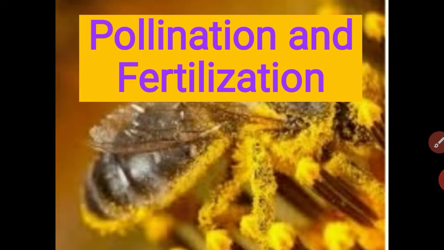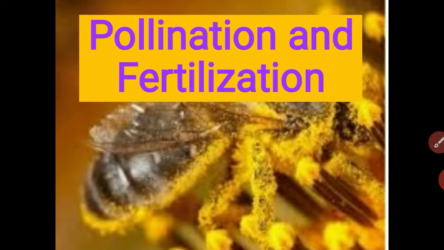And today I am going to start a new lesson, pollination and fertilization. In the last lesson, we studied the parts of the flower, and we already studied that the androecium and gynoecium are the reproductive parts of the flower, and some flowers are only male flowers, some flowers are only female flowers. So it is very important.